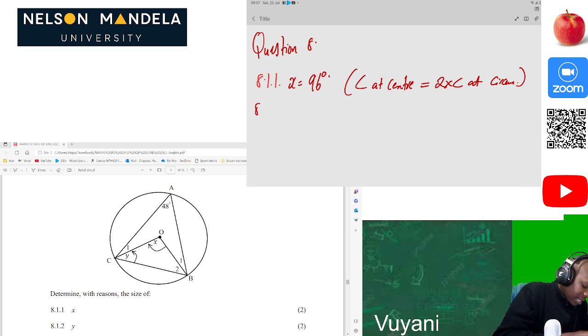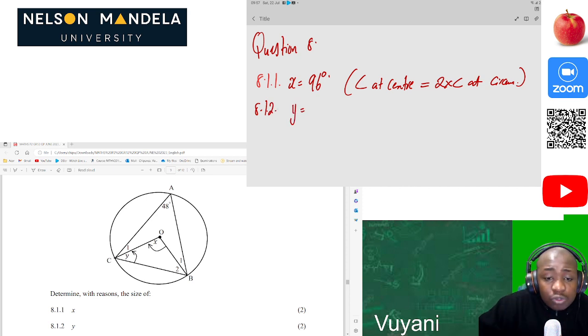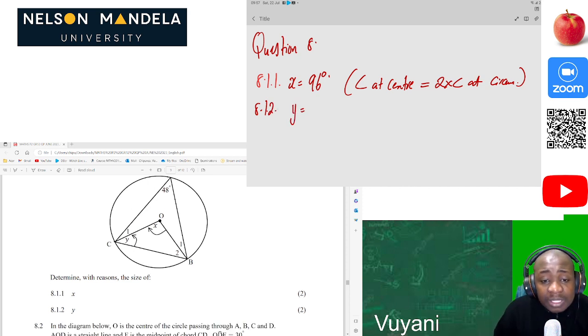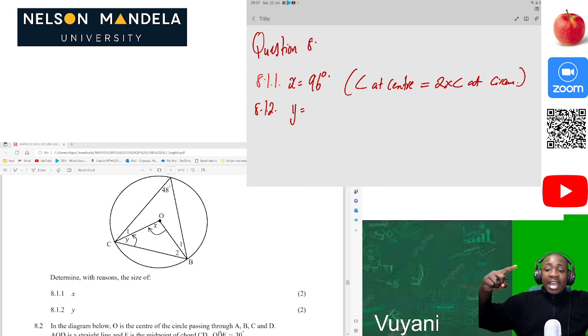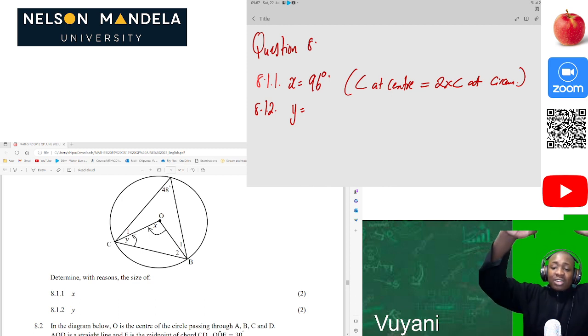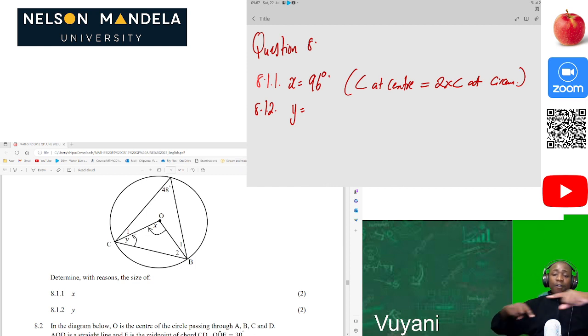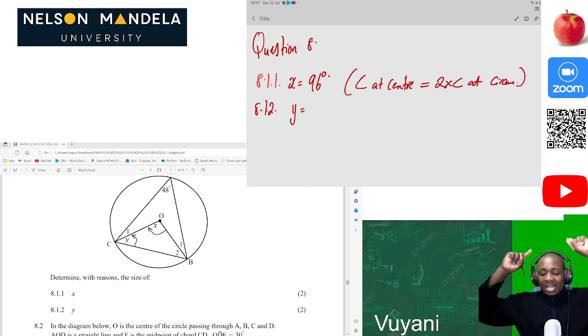Now let's look at 8.1.2. What is y? How do we find the value of y in the question? We can see that's where our y is, and OC is equal to OB. They are all going from the center to the circumference, so we call them radii. Any line joined from the center to the circumference of the circle is a radius. So in other words, triangle OCB is what we call an isosceles triangle, because OC is equal to OB, and they are radii. If two sides are equal, we consider the triangle to be isosceles.